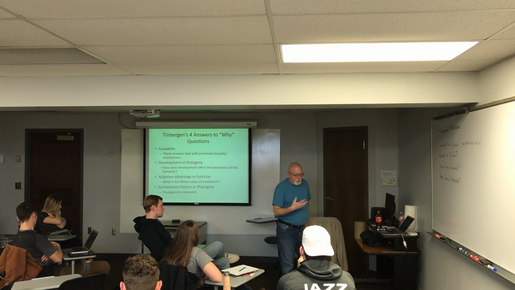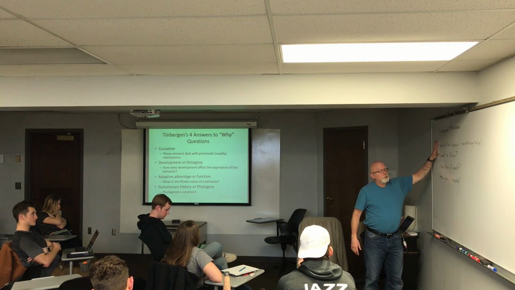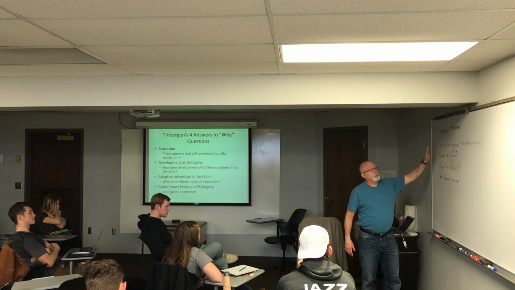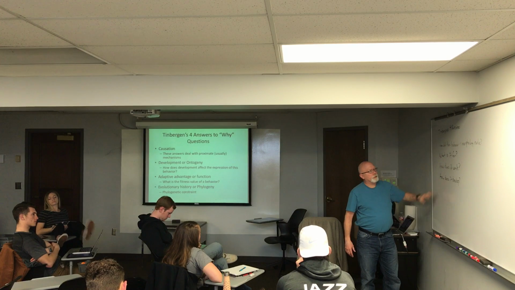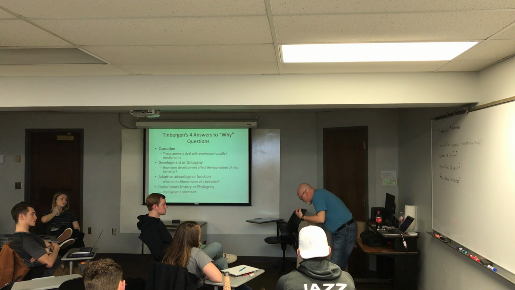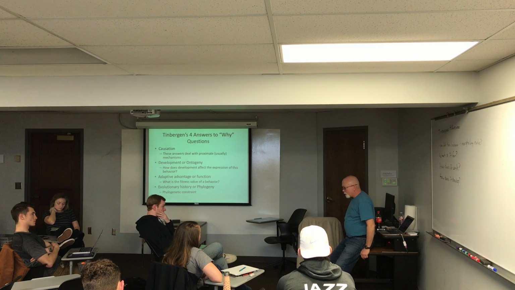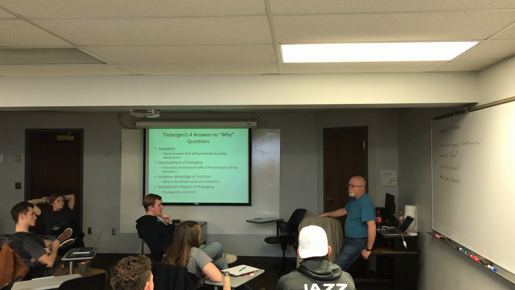In the case of these 4 questions, how did this behavior and morphology evolve? What is it used for? How does it work? How does it develop? When we think about these things in the context of the paper that we just talked about, Joseph and Pinchot, which of these questions does Joseph and Pinchot's paper primarily address?